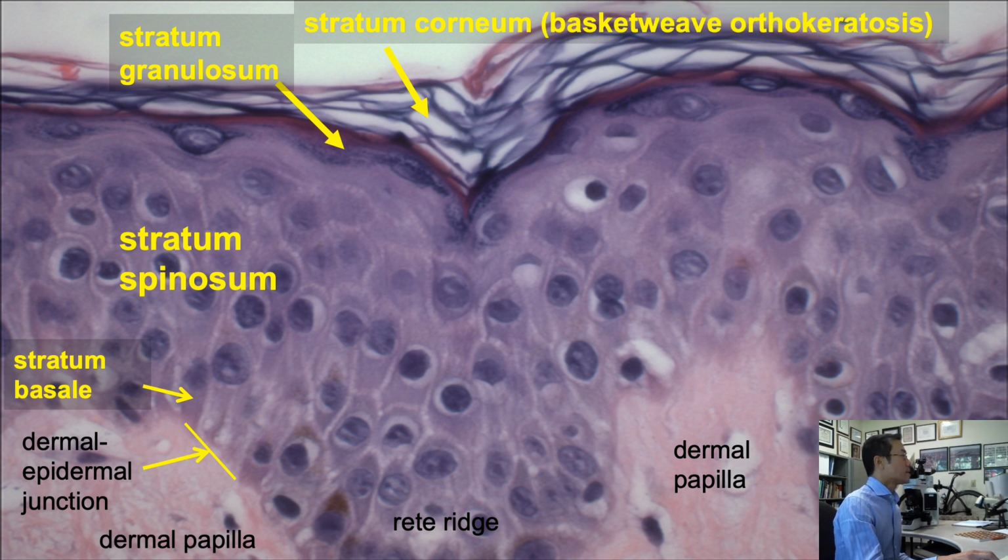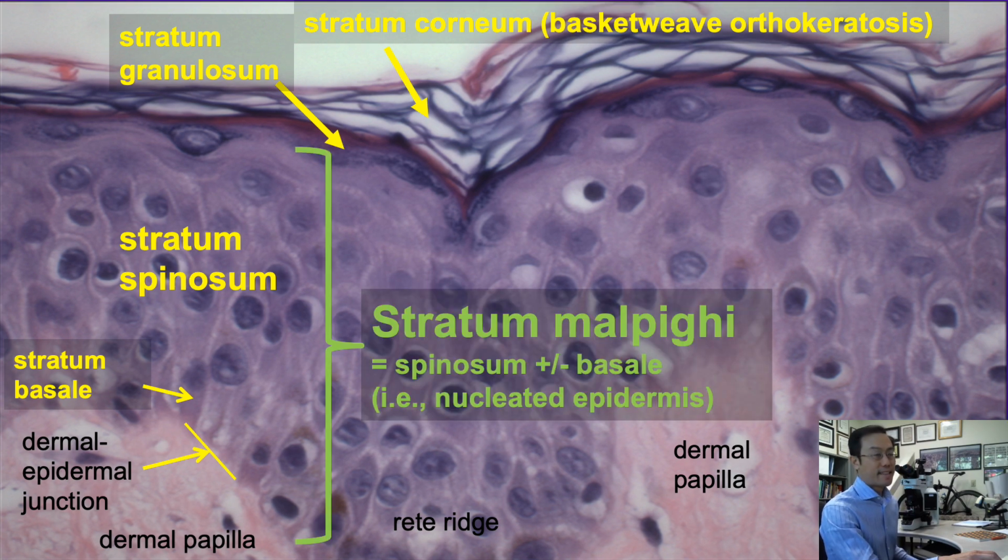We use the term basketweave orthokeratosis to describe the normal appearance of stratum corneum on most anatomic sites, such as the trunk and proximal extremity. We can see the loose basketweave pattern to the stratum corneum, and ortho refers to normal. This would be in contrast to parakeratosis, which is an abnormal state wherein the keratinocyte nuclei are retained in the stratum corneum, and we'll see several examples of that soon.